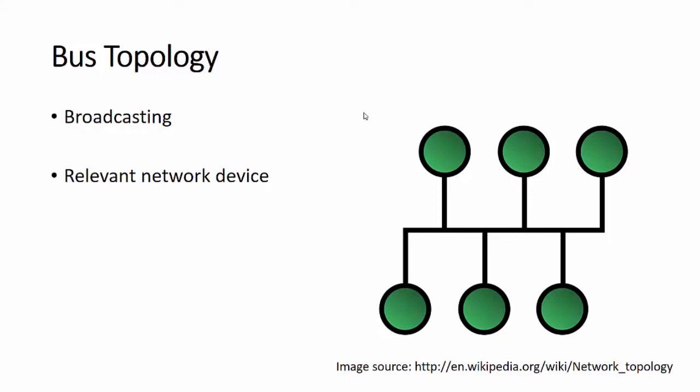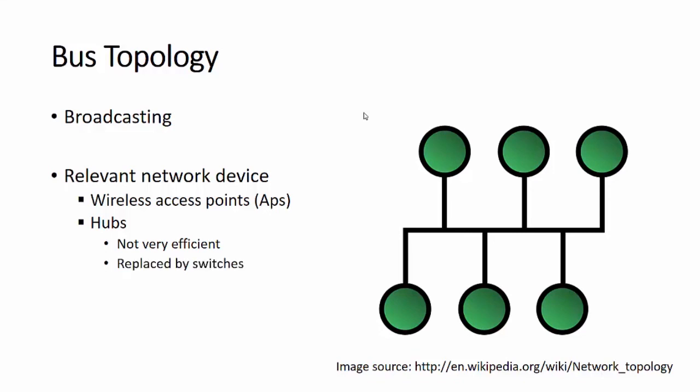Some of the network devices using the bus topology include wireless access points and hubs. Compared to switches, hubs are not very efficient because every time you have something to send to a specific host, you have to send it to all the hosts in the network. So that's one of the reasons why hubs are no longer used and replaced by switches.